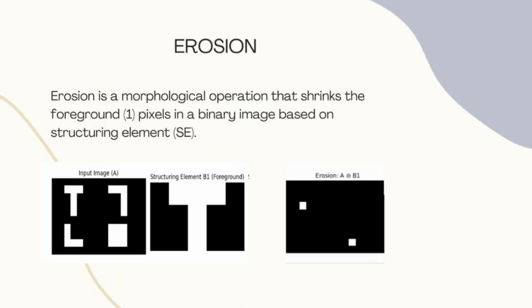Erosion is a basic operation used in image processing to make white objects in a binary image smaller. It works like this. We take a small shape called a structuring element, like a tiny pattern or filter, and slide it over the image. At each position, the center pixel will stay white, 1, only if the structuring element completely fits inside the white area of the image. If even one part of it falls on a black pixel, the center pixel becomes black, 0. So, erosion removes white pixels from the edges of shapes, making the object thinner or smaller.